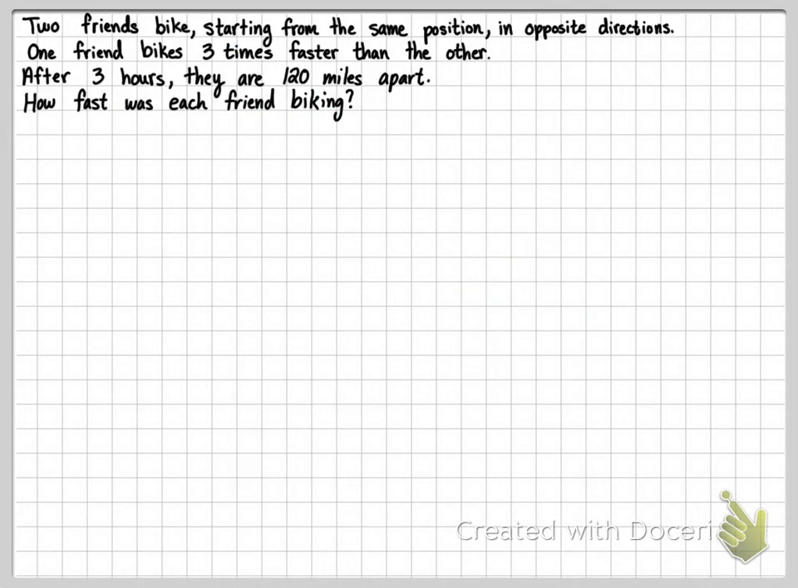Okay. 2 friends bike starting from the same position in opposite directions. One friend bikes 3 times faster than the other. After 3 hours, they are 120 miles apart. How fast was each friend biking? Okay, so they start from the same position, and they're going in opposite directions, right? So it says one friend bikes 3 times faster than the other. Let's call the other X, right? So they both start here and go in opposite directions. One friend's going to the right, X, and the other friend's going 3X because they're 3 times faster.